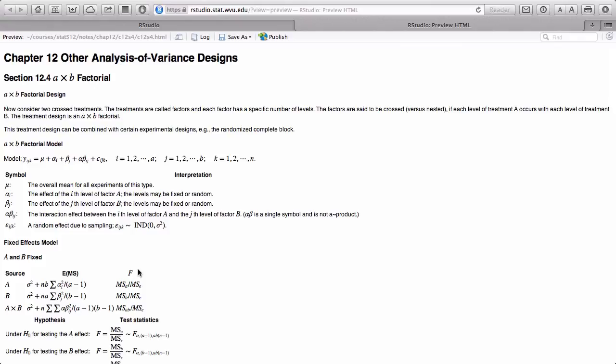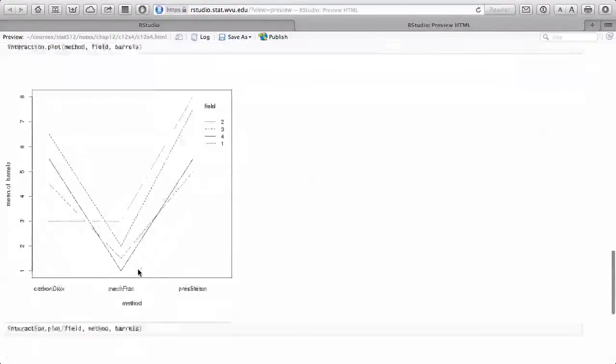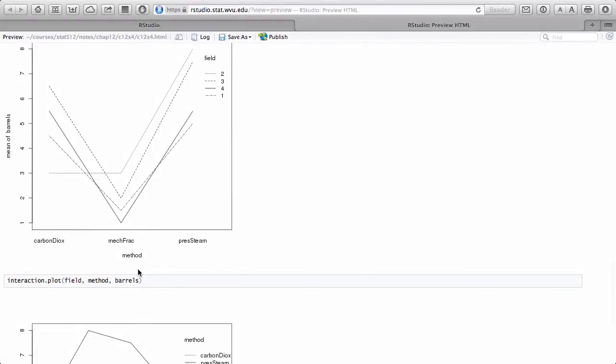Now, that looks like a block design. You have y sub ijk is equal to mu plus alpha sub i plus beta sub j. But notice there's another term, the alpha beta ij, which is called the interaction term. And graphically, I can show you what the interaction looks like. I think I may have some graphs at the very end of this. Here's an interaction plot.